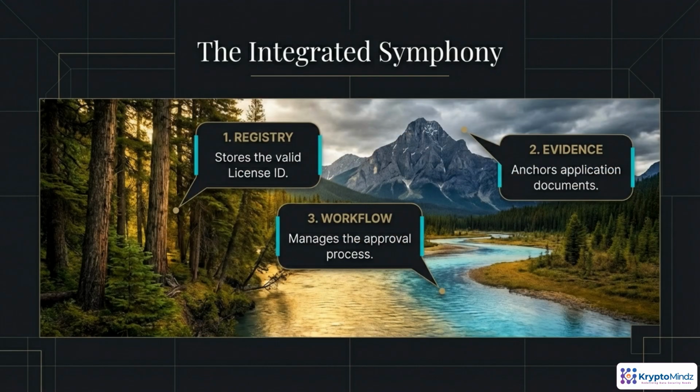Think of your trust infrastructure as a three-part system that has to play in tune. First, a shared registry. This is the authoritative ledger of identifiers, statuses, or licenses. Everyone reads and writes to the same source of truth under governed rules. Second, evidence. Cryptographic anchors for the documents and events that justify those registry entries. That's how you prove why a status exists. Third, workflow. The multi-party process logic that moves a case from request to approval to revocation. Strong designs keep these three loosely coupled, so each can evolve, scale, and be governed independently.